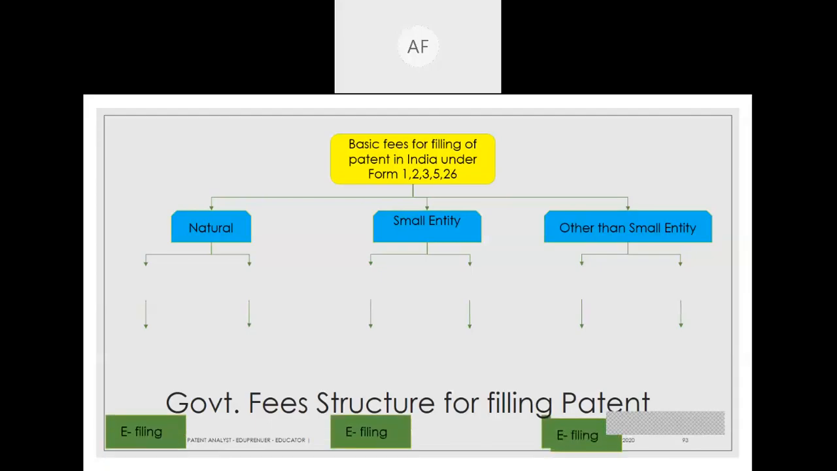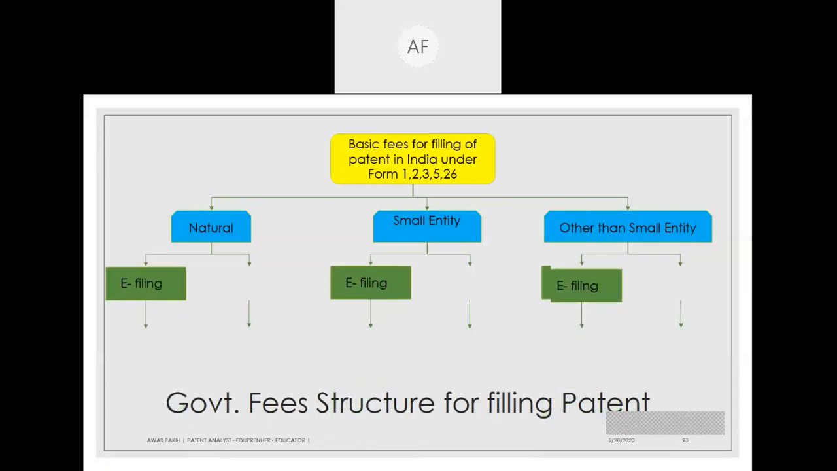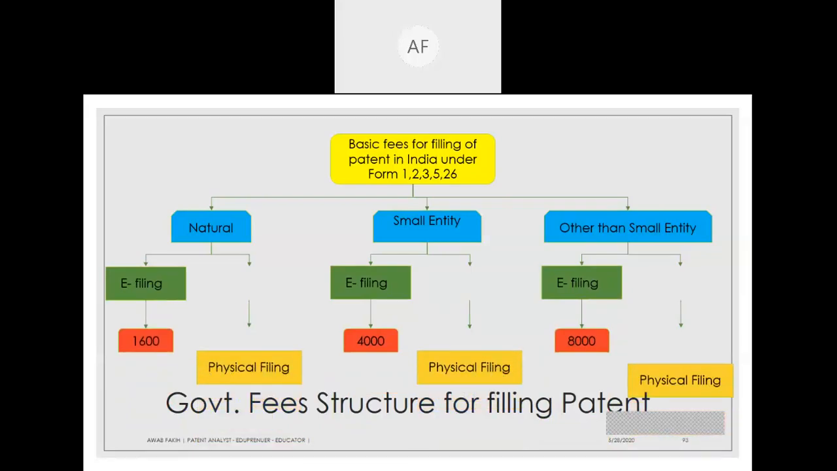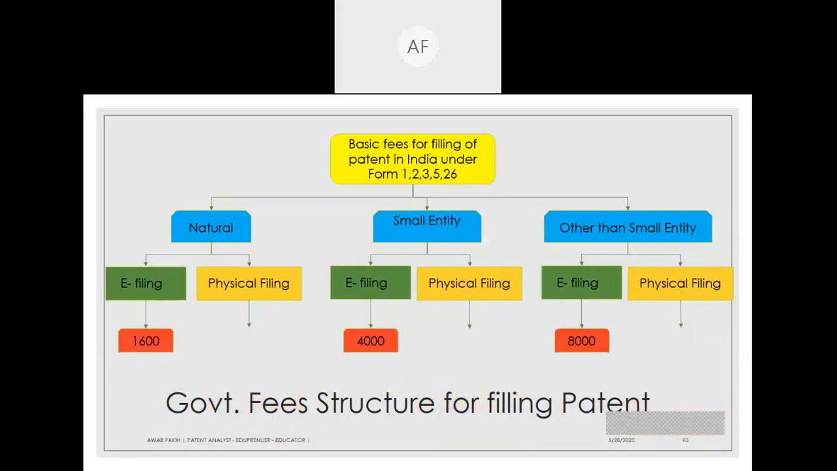As we have already seen, my dear friends, there are two different ways where you can file a patent. One is through e-filing. The fee structure is as follows. And one is through offline filing. The government is really promoting the e-filing system, and they have kept the fees for e-filing 10% lesser than that of the physical filing. So there is also an economic benefit if you go for e-filing. So that's the structure for e-filing compared to physical filing.